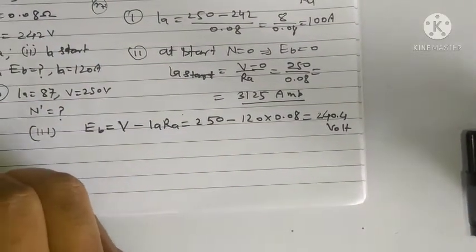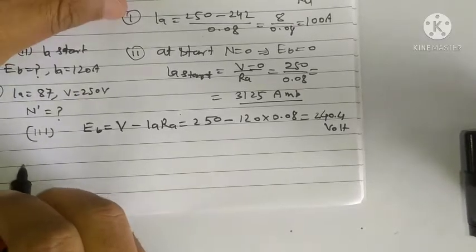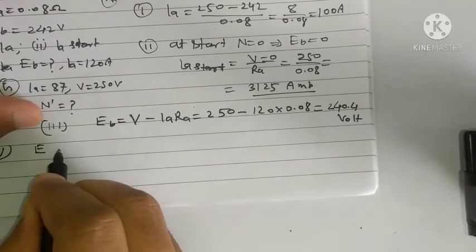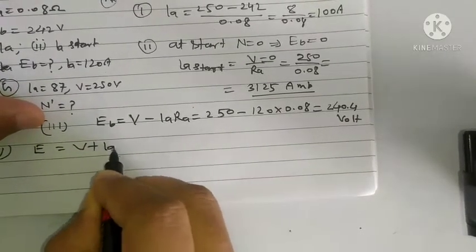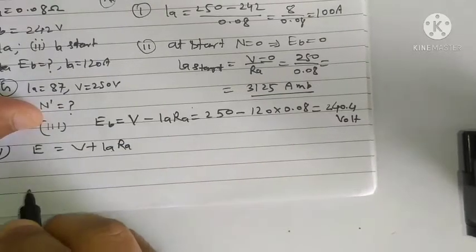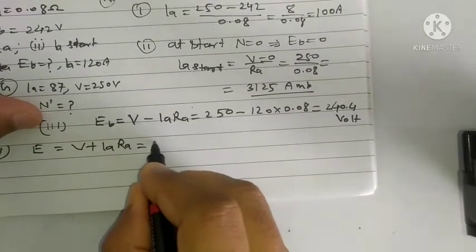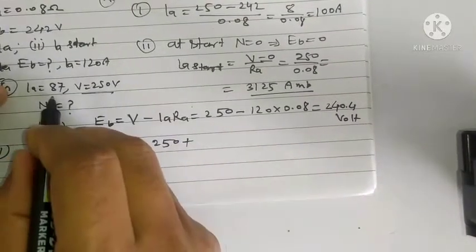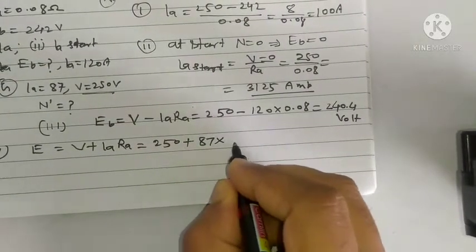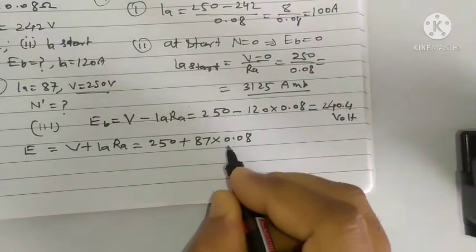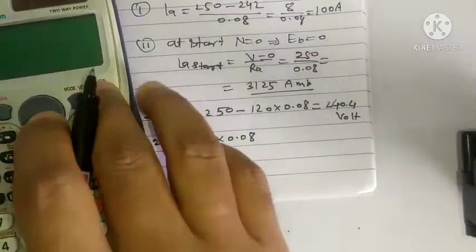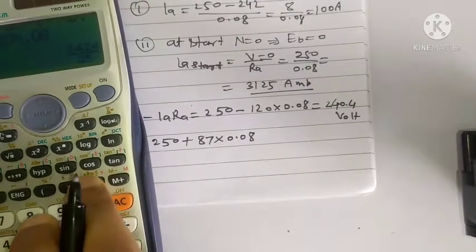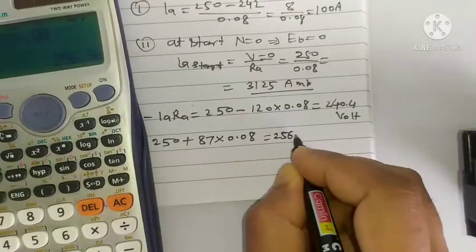Now when it is operated as a generator, they are asking the speed. So for the generator, let us first find the generated voltage. E equal to V plus IaRa. We know this formula, right? For the generator, terminal voltage was 250 plus Ia, now 87, into Ra, same 0.08, because the same machine is acting as a generator. So it will be 250 plus 87 into 0.08. It comes as 256.96 volt.